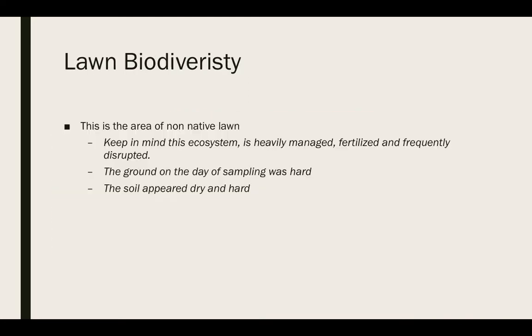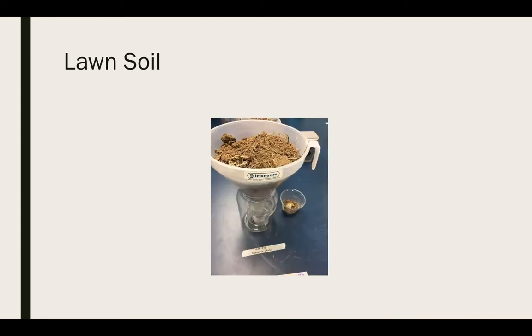All right, as we move on to the next one, which would be the lawn, and this was a non-native area, some things to keep in mind is that this ecosystem is heavily managed. It's mowed, walked over frequently, fertilized, and gets frequent disruptions. The ground on the day of the sampling, if you remember, was very hard, and the soil appeared very dry and hard at that point. And that held true as we look. You can see there's a lot of organic material in here. And again, it's non-native grasses, so we have to keep that in mind. You can see everything that was there with it.